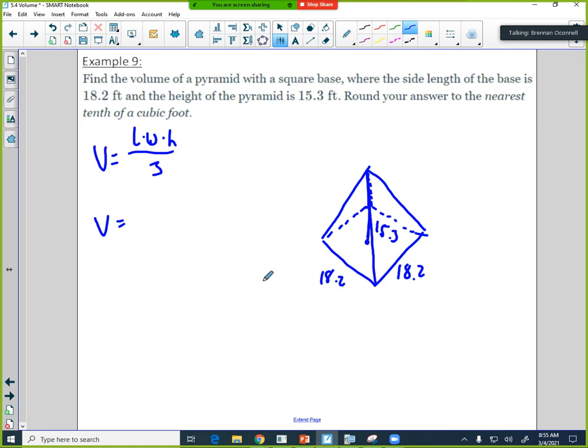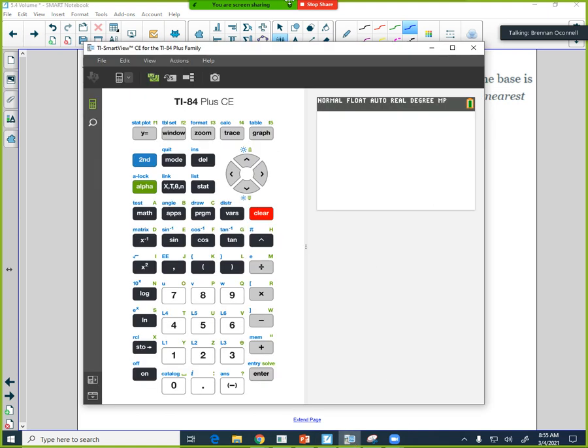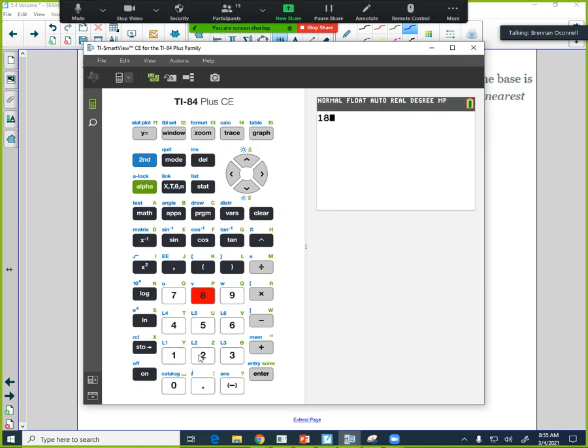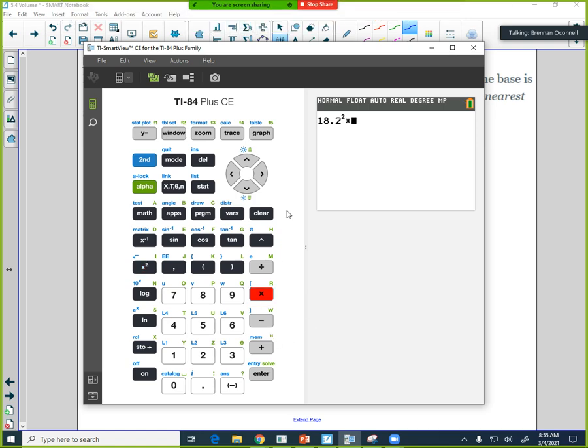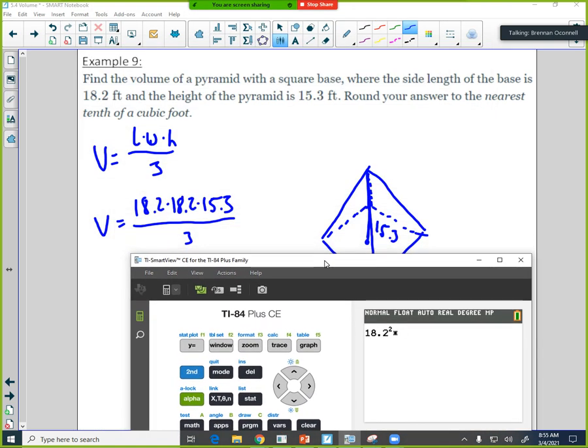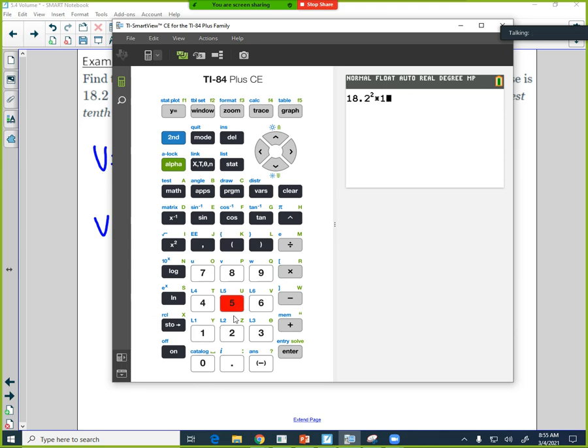And so we have 18.2 times 18.2 times 15.3, all divided by 3. And that's something we can just put in our calculator. 18.2 times 18.2 is the same thing as 18.2 squared, times, if you want to write it all out in a calculator, you can, times 15.3. And then we're going to divide that all by 3.